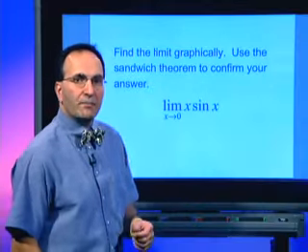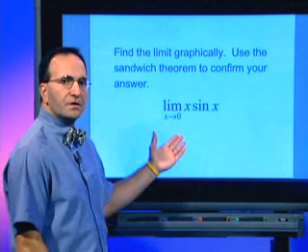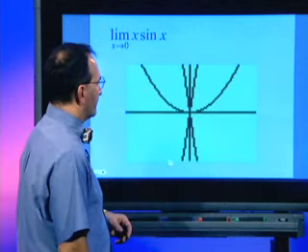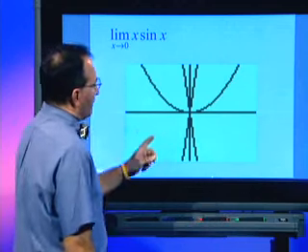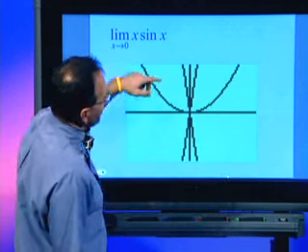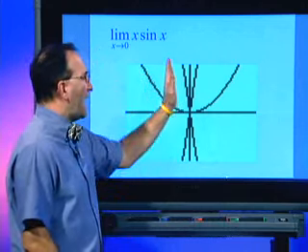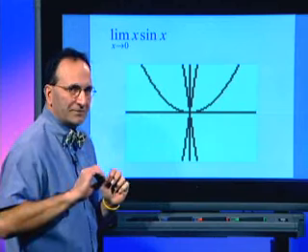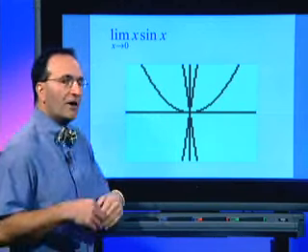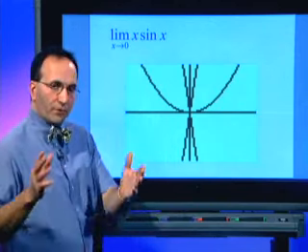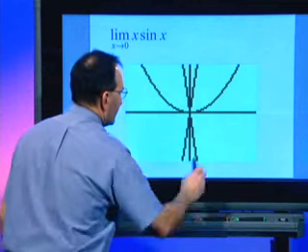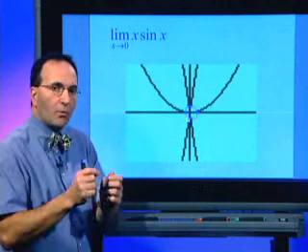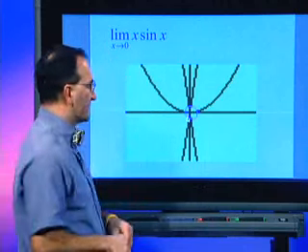Let's see how you did on the problem. Here's the problem that I asked you to do, the limit as x goes to 0 of x sine x, and here's the graph. The graph is, of course, sandwiched between the absolute value of x and negative the absolute value of x. And of course, those both have a limit of 0, so that's what we would expect to find when we use the sandwich theorem.